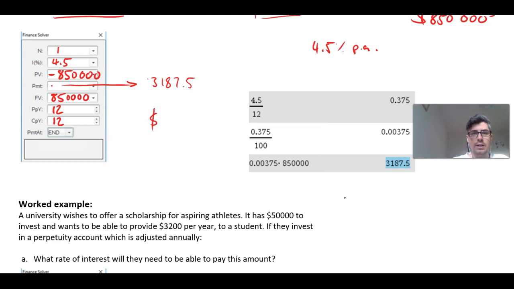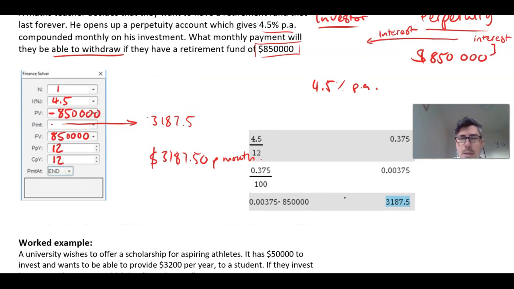3187.5. So your final answer should say $3,187.50 per month. That person, by investing so much money in a perpetuity account, will be able to withdraw that amount of money every single month, and they will still have the same money in the account at the end of it. That's what a perpetuity account is for.